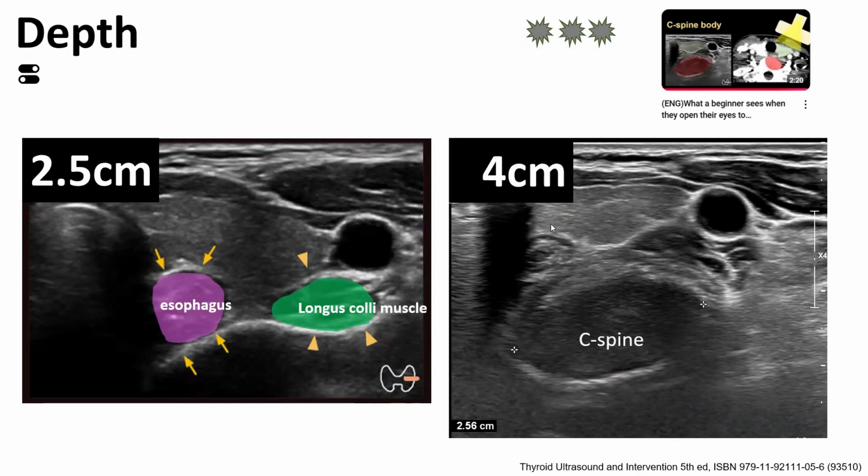However, if you set the depth to 4 centimeters, you can see the inside of the thyroid gland, but it may be less concentrated because it is not centered. The esophagus and longus colli muscle are in the middle of the screen. Instead, due to the structure behind it, the beginner can diagnose the normal as a lesion.